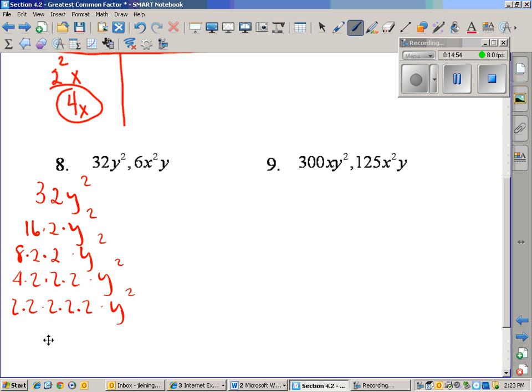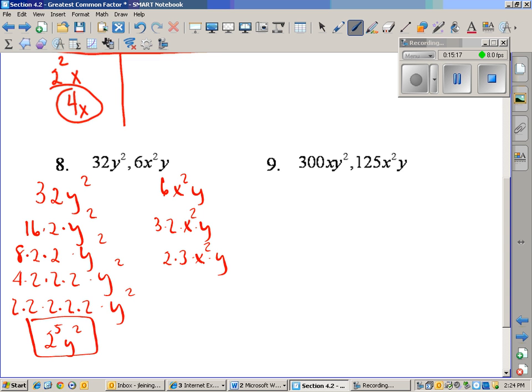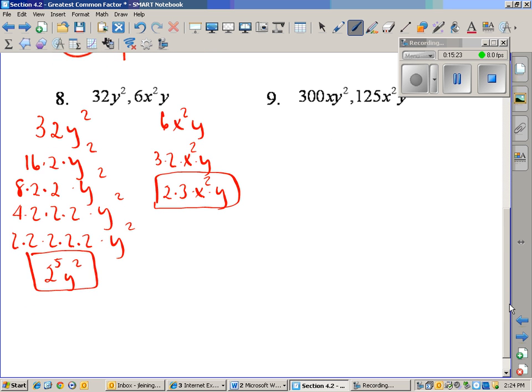So now I'm ready to clean it up in exponential form. We've got 2 to the 5th power y squared. Box her up. Oh, this is a shorter number. 6x squared y, I can write as 3 times 2 times x squared times y. I'll put it in the proper order. The 2 comes first, then the 3, then the x squared and the y. Box it up. You can see why I said the variables are the easiest. The numbers take the longest.